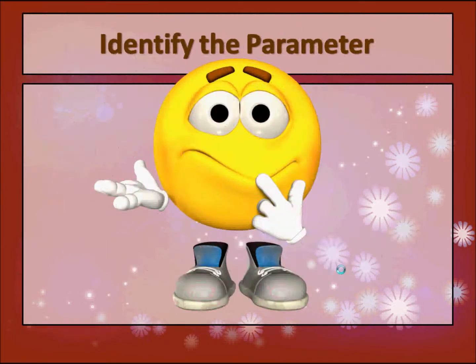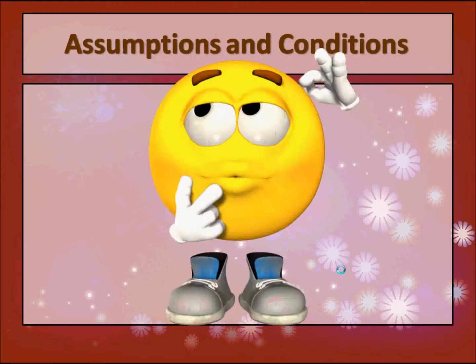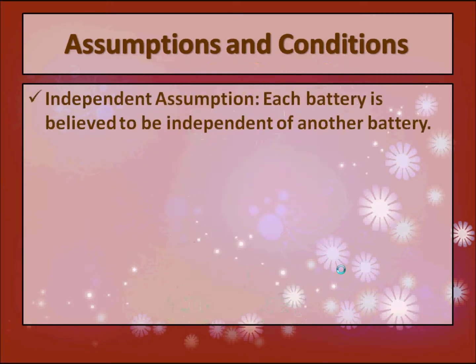Well, the first thing, as always, is we have to identify the parameter. And the parameter of this is going to be mu equals the average lifespan of a battery. After we have our parameter, we now have to check our assumptions and conditions. So, independence assumption, we're going to assume that each battery is independent of the other.